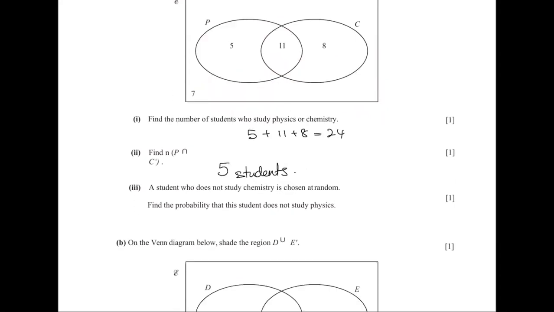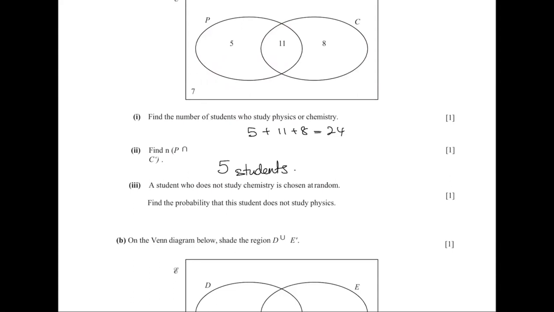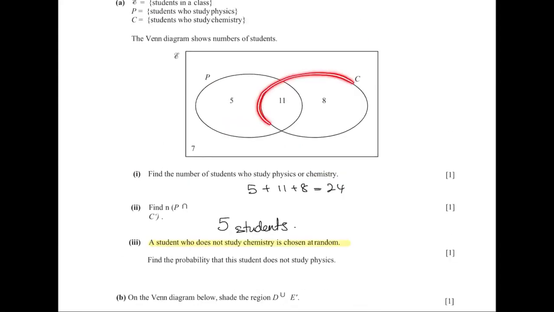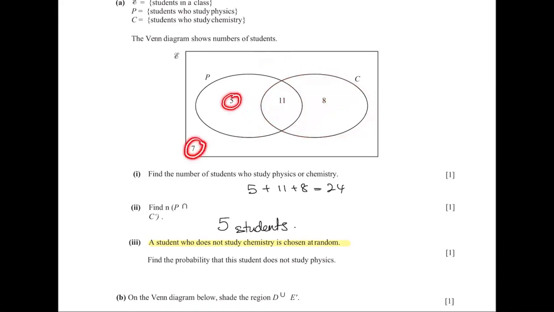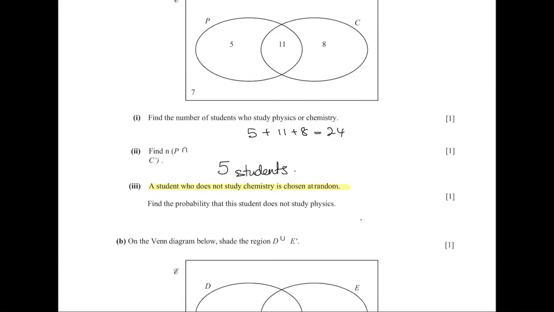A student who does not study chemistry is chosen at random. So you have to see this first sentence is very important. Chosen at random that doesn't study chemistry. Outside of this. So definitely is 5 and 7. So total will be 12.